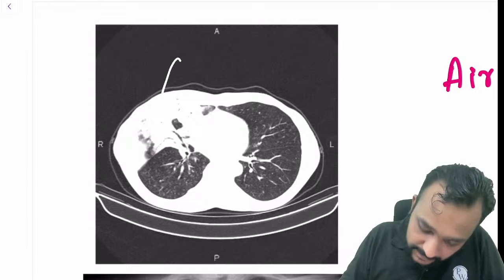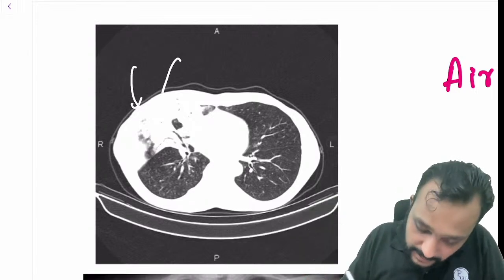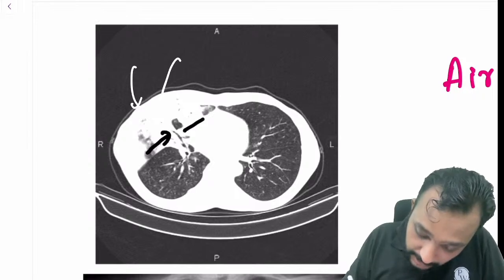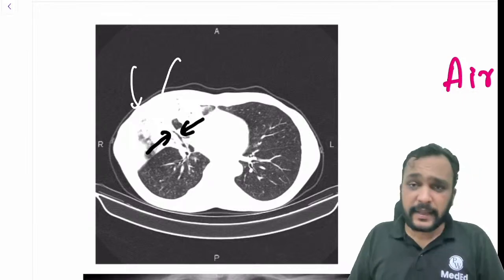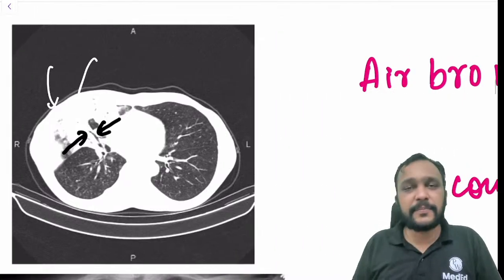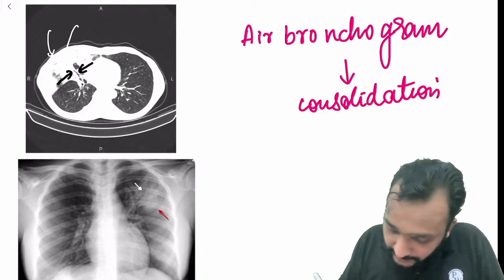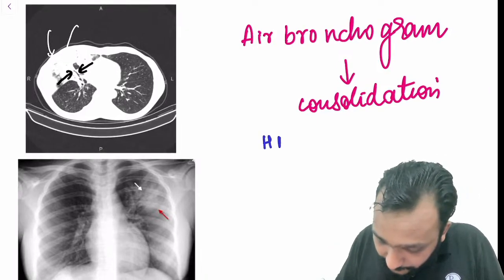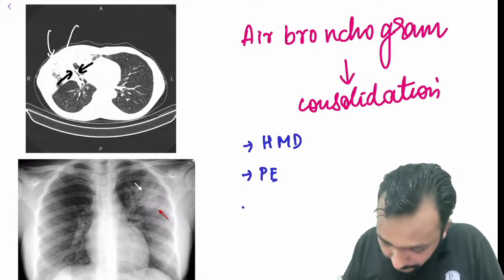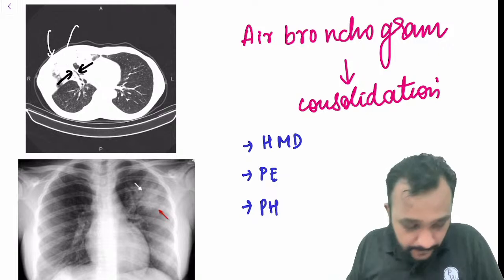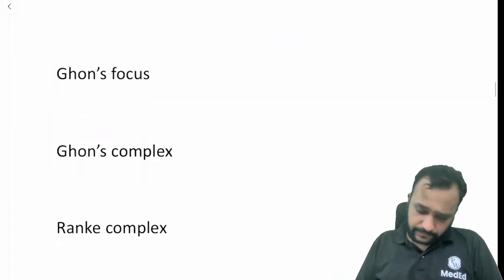Homogeneous opacity can be seen within the lung, and within this homogeneous opacity you will see there are bronchioles which are running through this homogeneous opacity, and this gives the air bronchogram sign. So just remember that this air bronchogram sign is also seen in hyaline membrane disease. It is seen in pulmonary edema, pulmonary hemorrhage, right? You can get this air bronchogram sign.